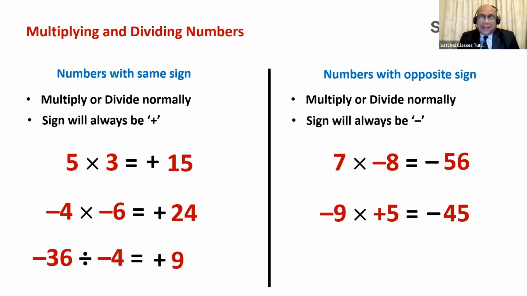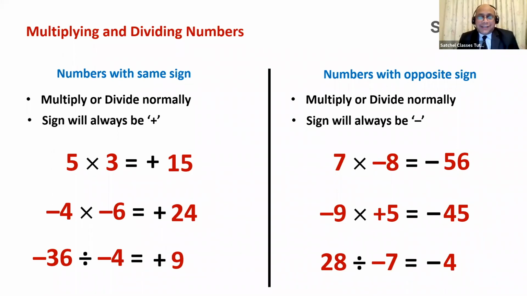Finally, 28 divided by minus 7. So let's first divide 28 and 7 normally. 28 divided by 7 is 4. And because these are numbers with opposite sign, 28 is positive, 7 is negative, your final answer is minus 4.